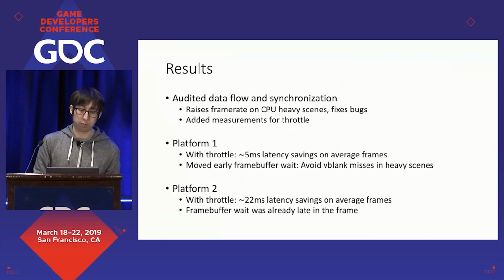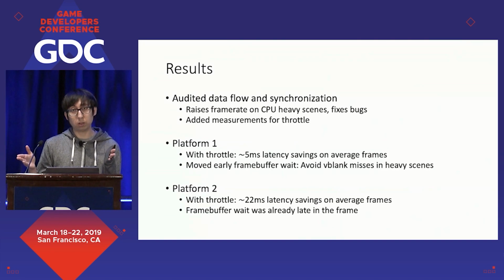And on another platform, the wait for frame buffer was already late in the frame, so no major loosening was required. Instead, the slot between the GPU and scanout was consistently high during those typical workloads, and that meant that the throttle could claw back around 22 milliseconds of latency on average multiplayer scenes.